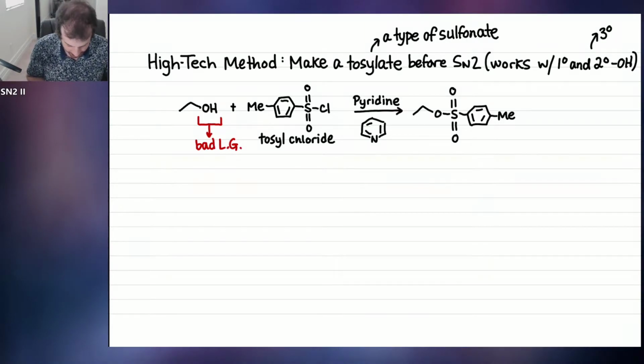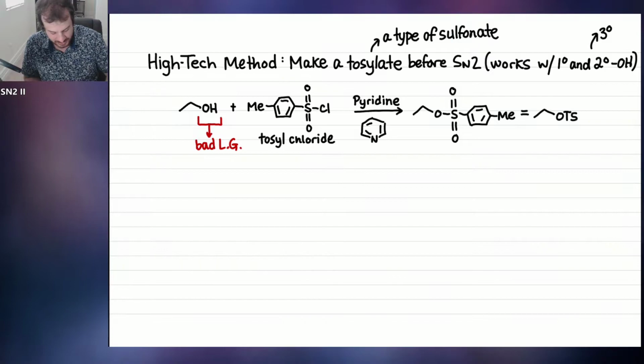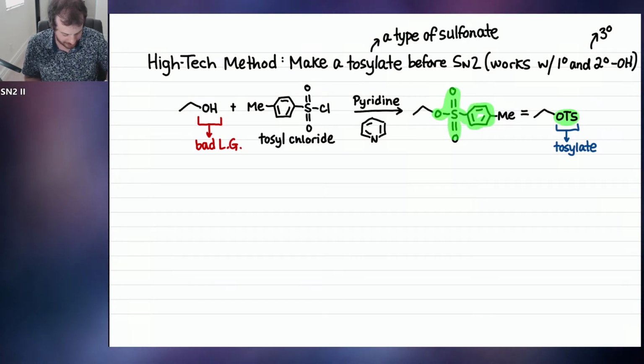Now, that is really long to draw over and over again. So because it's such a popular substance, the chemists have abbreviated it OTS. So if you see OTS, that is the tosylate. In other words, this little guy, OTS, is this whole thing here. So it's an abbreviation, and this is actually on your abbreviations list.